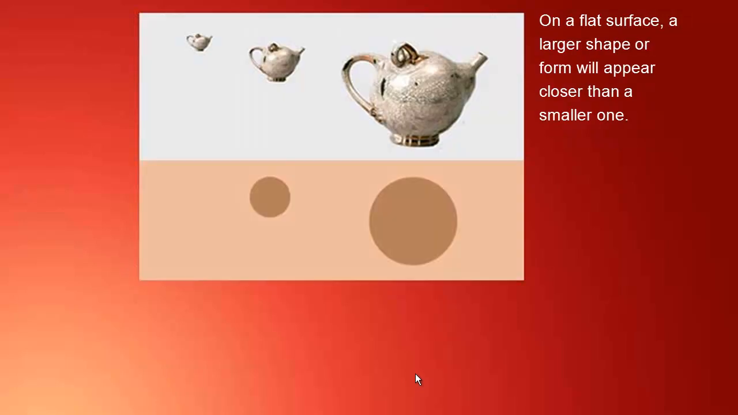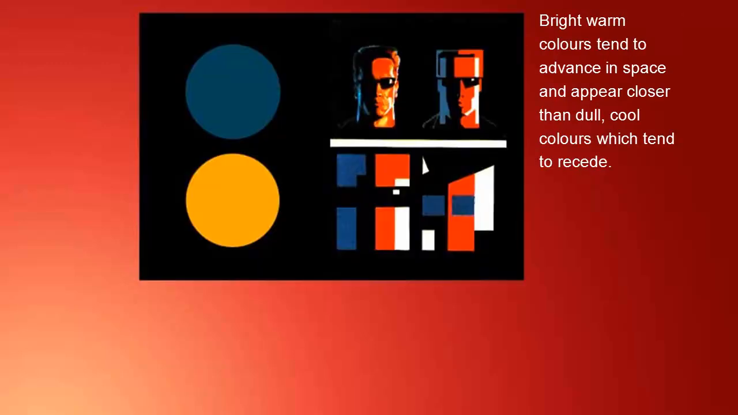On a flat surface, a larger shape or form will appear closer than a smaller one. So this teapot seems a lot closer than this little guy way back here. And same with this circle and that, as opposed to that circle. Bright, warm colors tend to advance in space and appear closer than dull, cool colors, which tend to recede. So this looks closer than that. Same with the red as opposed to the blue on these ones.